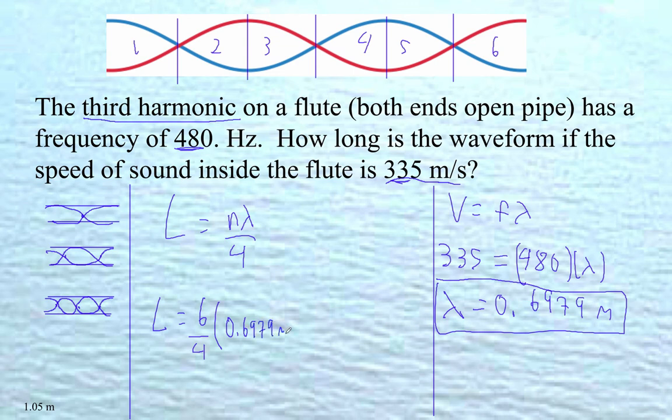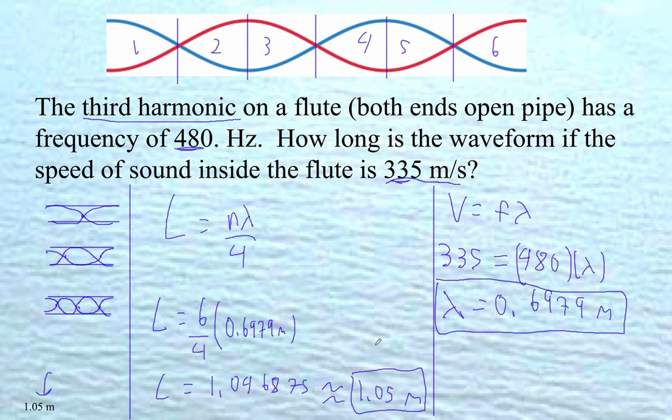0.6979 meters. Are we ready for this? So I take the number on my calculator, I go times 6 divided by 4, and I get that the length of this pipe is 1.046875, or about 1.05 meters. Ta-da. There's our answer.